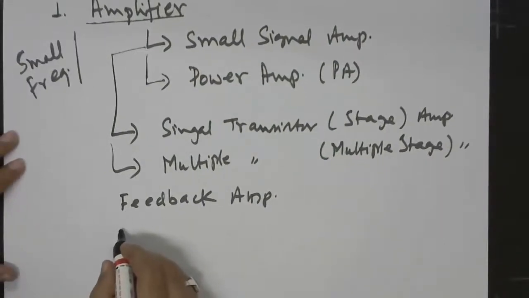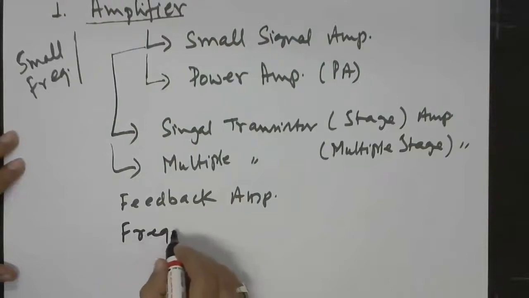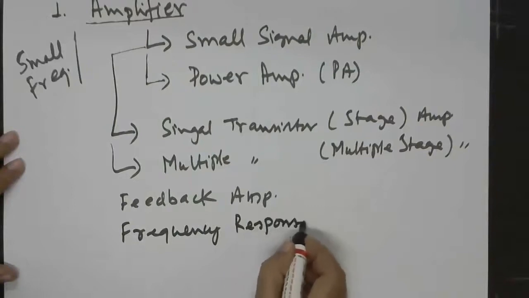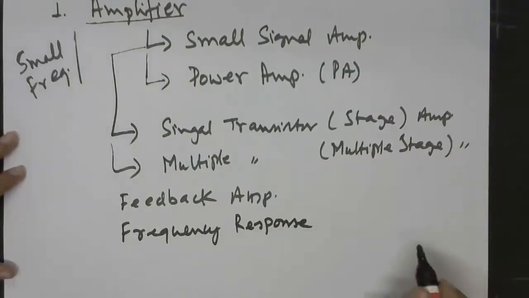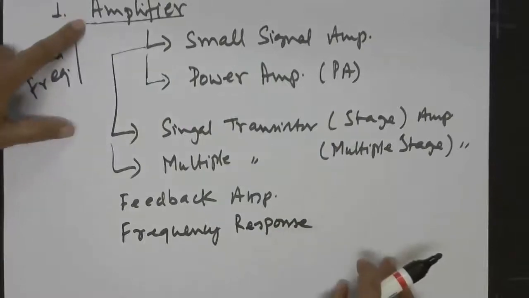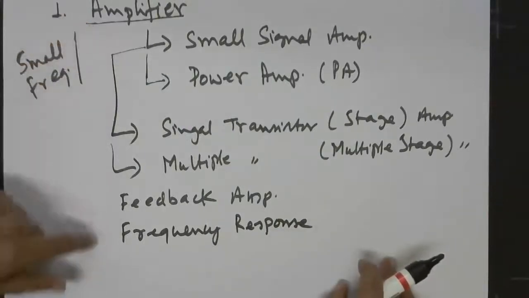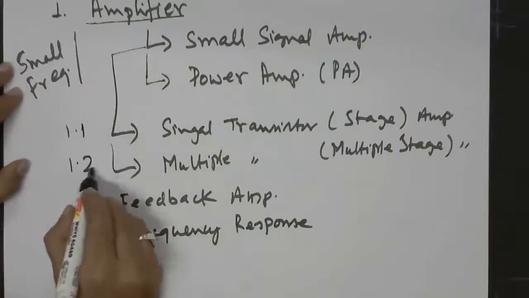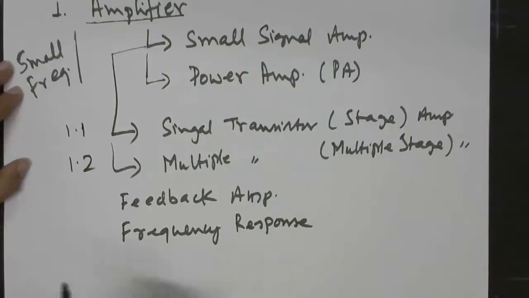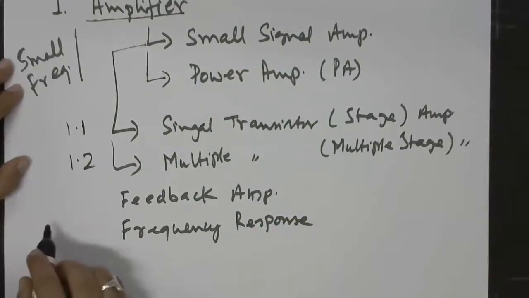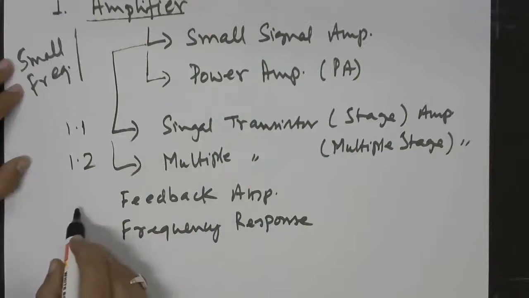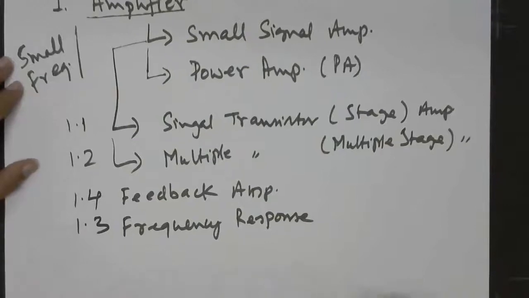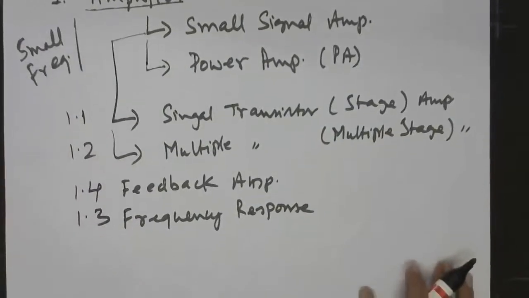So another module that we will be studying is frequency response of amplifiers. So this major module itself will have all these sub-components. You can say 1.1, 1.2, and then we will move on to other modules before returning back for 1.3 and 1.4. So amplifier itself will have 4 sub-modules.